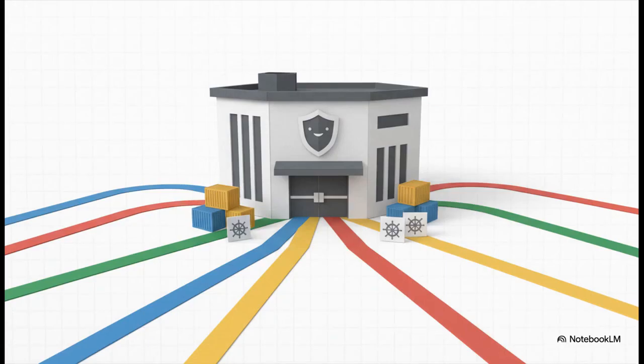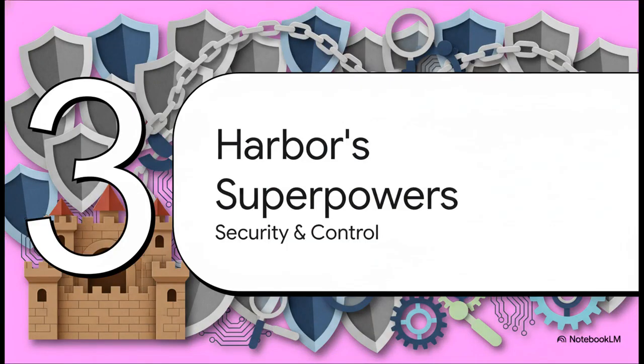But look, in plain English, just think of Harbor as a secure, private, and really smart home for all of your container images. And it's not just images. It also handles other stuff like Helm charts. It becomes your single source of truth for all your cloud-native artifacts. So what really makes Harbor such a big deal? Let's talk about its superpowers, which honestly boil down to two incredibly important things: ironclad security and granular control.